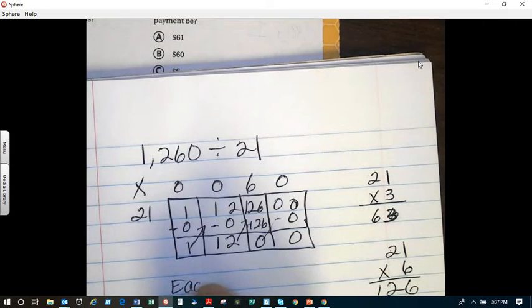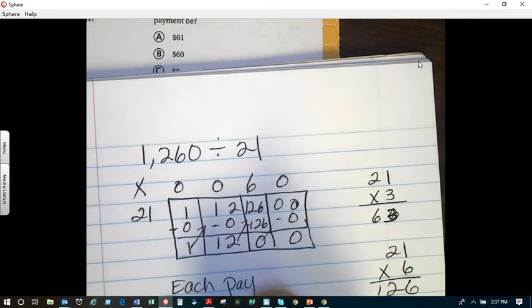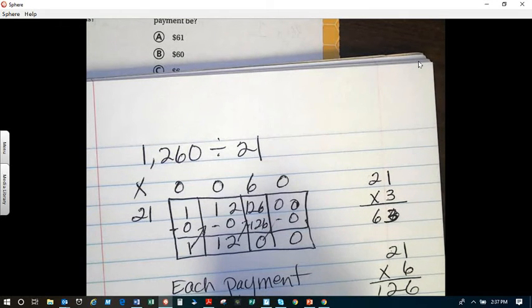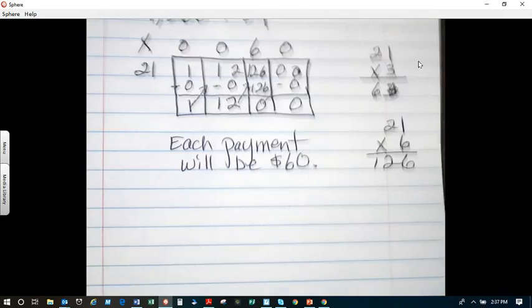So each payment will be $60. And that's where it's at. And I'm going to come over here and I'm going to circle B for 60.